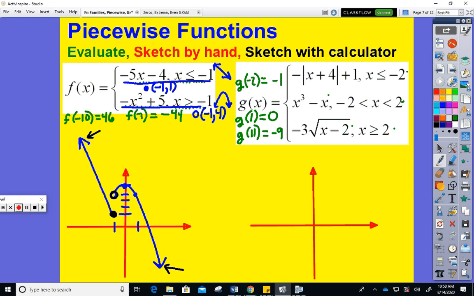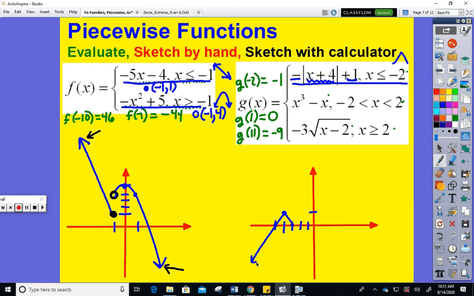Now let's graph. So again, guys, I'm going to look at my first piece. Okay? I know my first piece is an upside down V shape. All right, now I'm going to use transformations. The x plus 4 tells me my v shape goes left 4 and up 1. Okay? I know it's going to have a slope of -1, so out 1, down 1. So my V shape kind of looks like this.